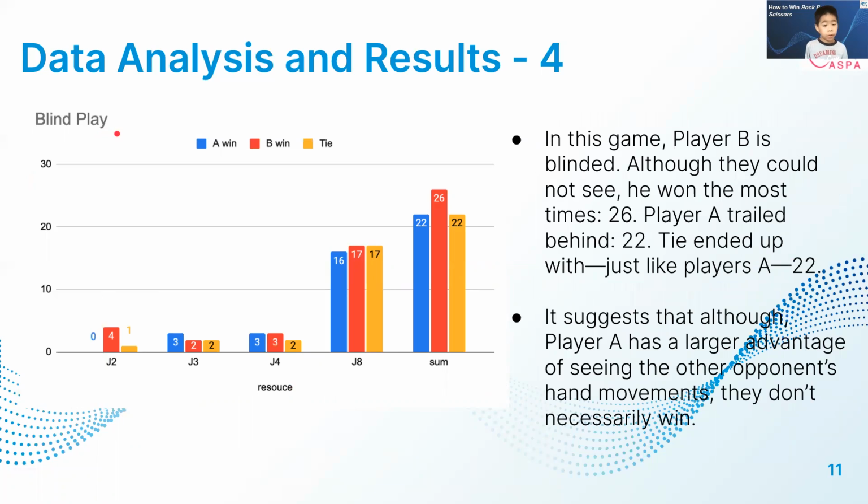This is blind play. Player B is blinded. Although they could not see, they won the most, 26, and player A got 22. And tie also got 22. It suggests that although player A has a larger advantage of seeing the other person's hand gestures, they don't necessarily win.